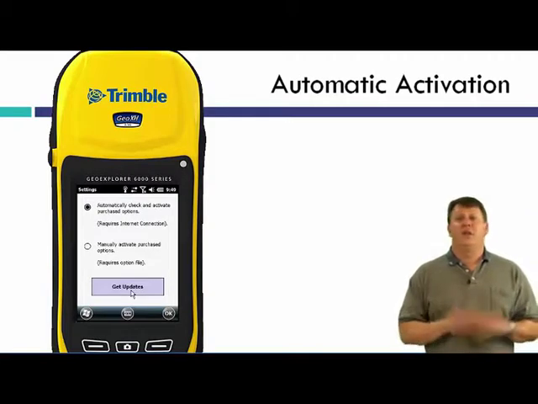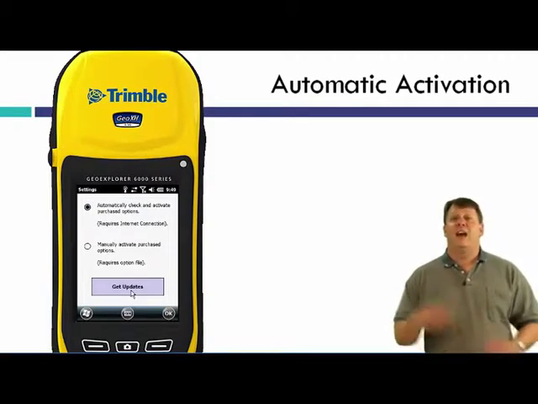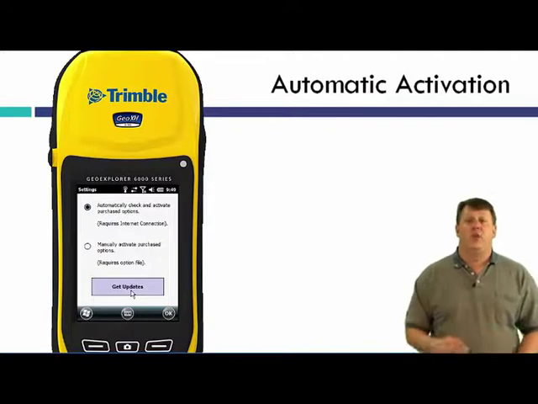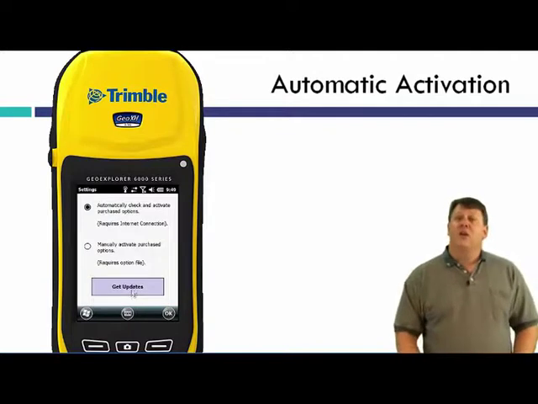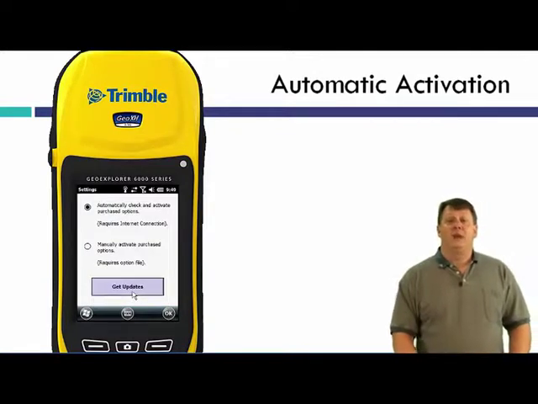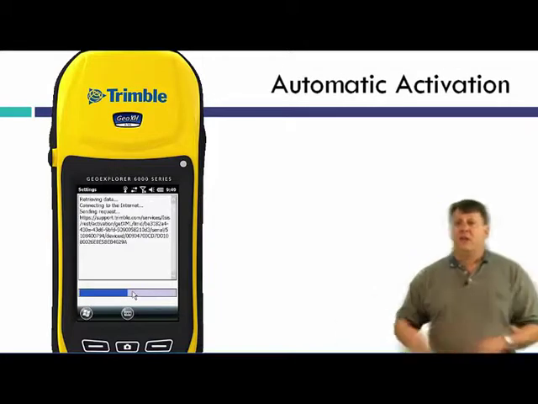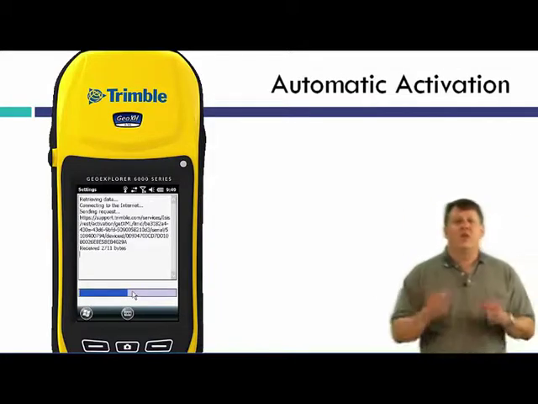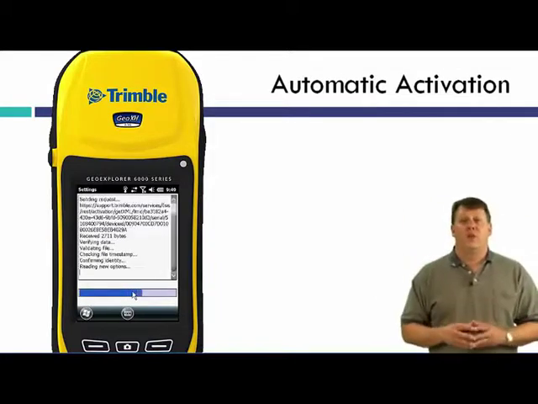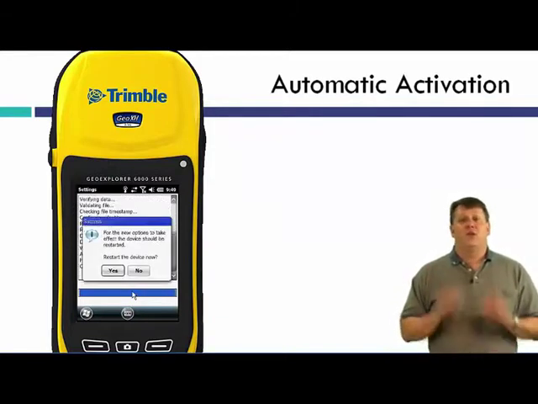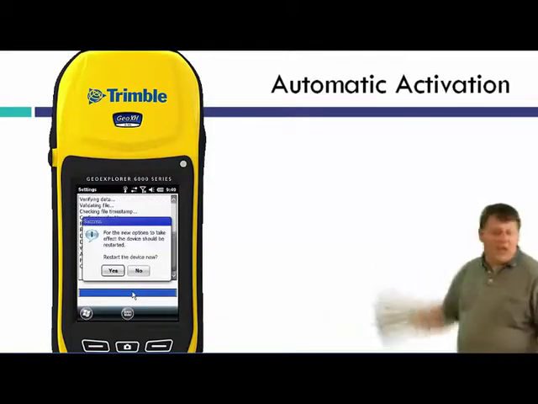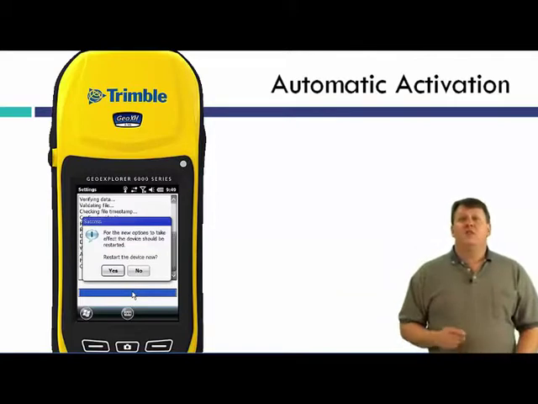Hopefully, with our ActiveSync or Windows Mobile Device Center, it's got our GeoExplorer series on the internet. To find out, we're going to tap on Get Updates. When we tap on Get Updates, it goes out to Trimble servers and starts doing the activation process for us. When the activation process has been done, we're going to be given the message that for all these options to take place, we need to restart the device.